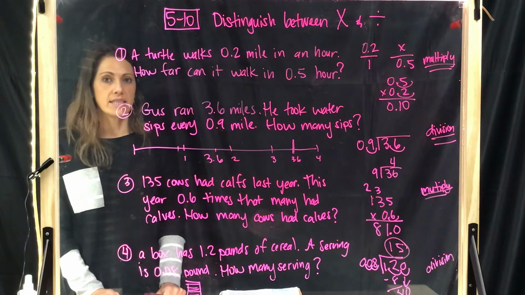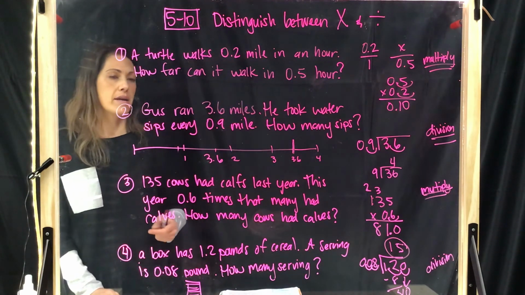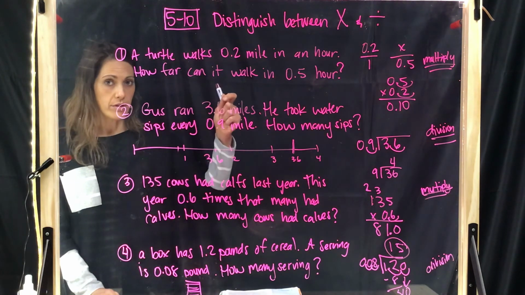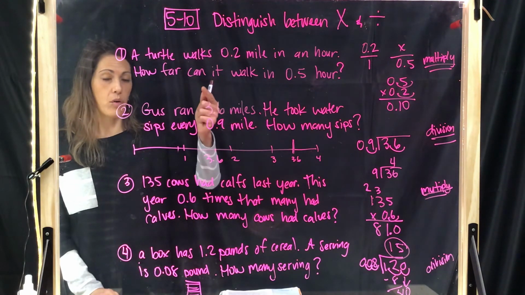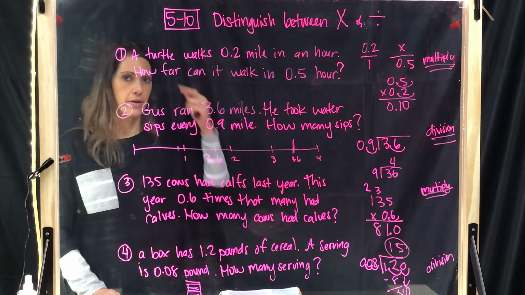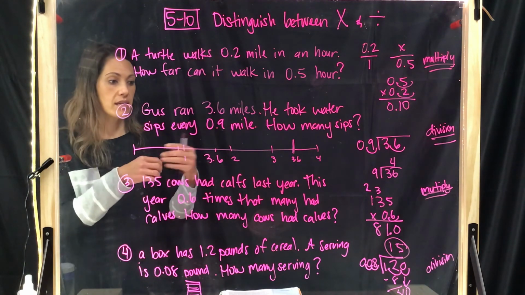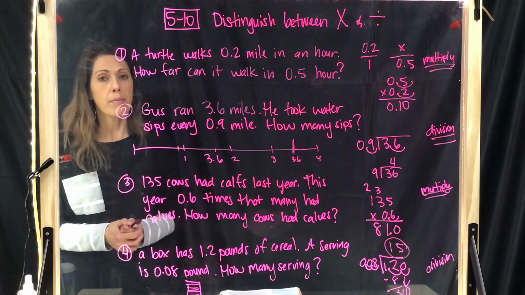So when you're trying to distinguish between a multiplication and a division problem, I recommend that you draw a model, especially if you're not quite sure what the question is asking. And once you draw it, if you're cutting things up, you know you're probably going to do division. And if you're adding things together or making things more, that's probably going to be multiplication.